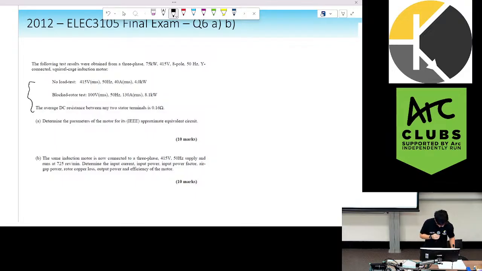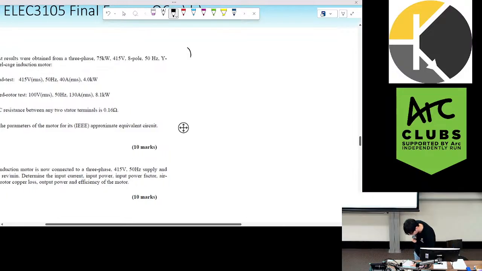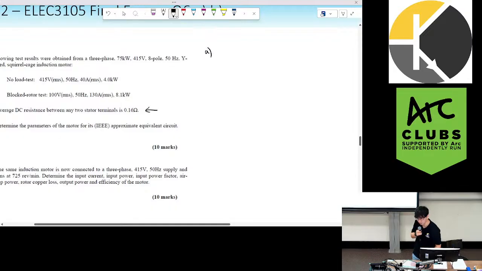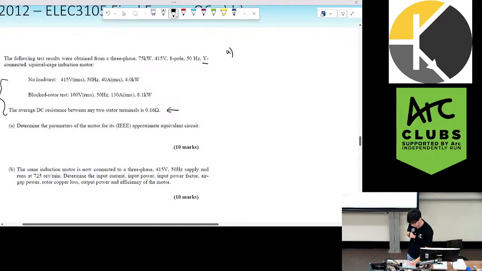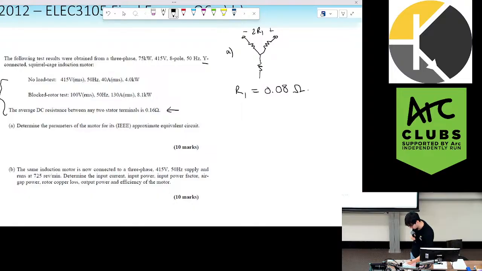All right. So the first thing I'm going to do, I'll start off with what's easiest, and that is the DC resistance test that we're given. So we know that, importantly, it's Y-connected. So if we think about our resistance measured between two terminals, this is simply going to be twice R1. Since we measured 0.16, our R1 will be 0.16 divided by 2. So this would be 0.08 ohms.